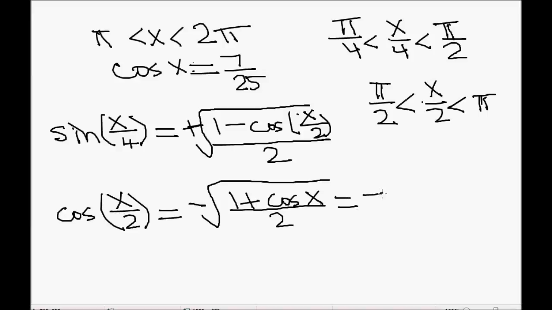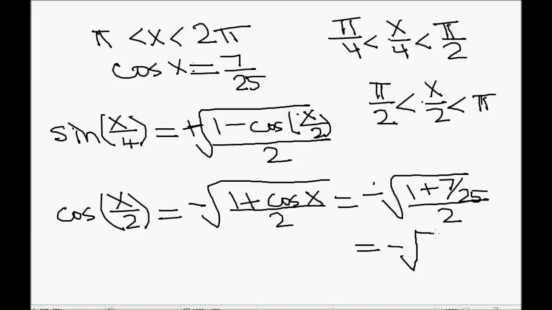So this is equal to negative square root of 1 plus 7 over 25, divided by 2. So that's equal to negative, and the top here is going to be 25 plus 7 makes 32. Divided by 2 makes 16. So negative square root of 16 over 25 for negative 4/5.